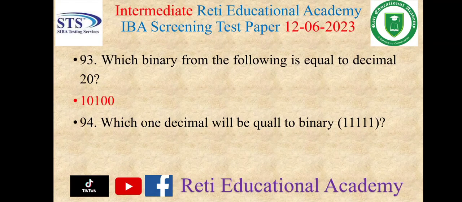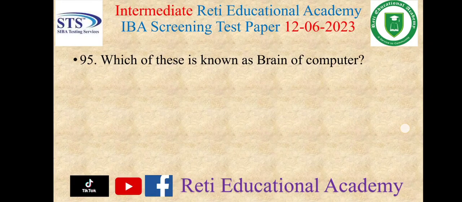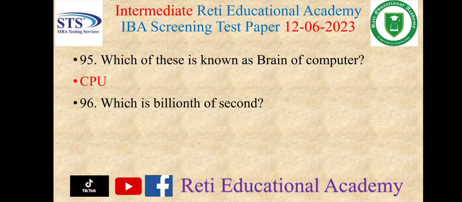Question number 94. Which decimal will be equal to binary 11111, five times 1? And the correct answer is 31. Question number 95. Which of these is known as brain of computer? And the correct answer is central processing unit. Question number 96. Which is billionth of second? And the right option is nanosecond.